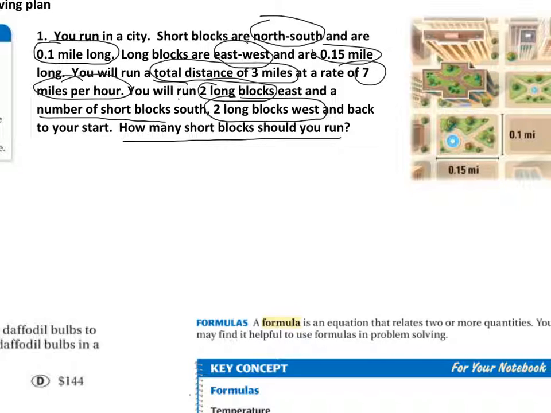So, we know this. Distance equals rate times time. But do we have any times that's gone over? No, so we don't need that. So we do know the total distance traveled though, and we know each block. So here's the thing. 0.1. Do we know how many of the short blocks we ran? No, so that's going to be our x.